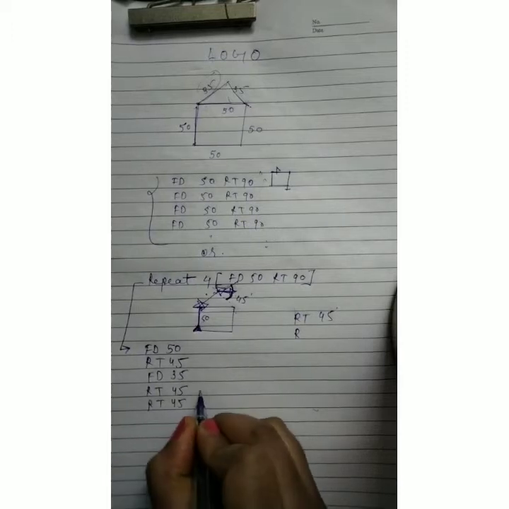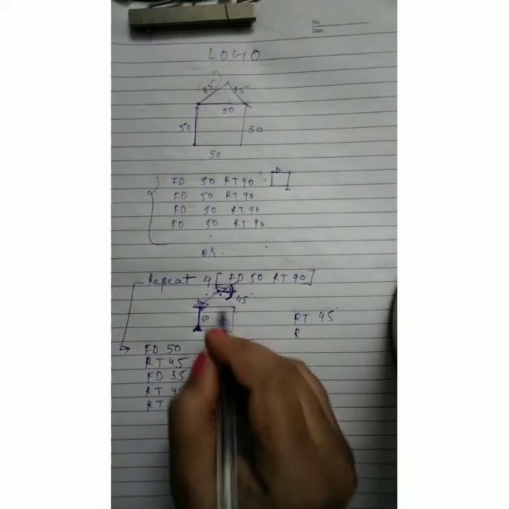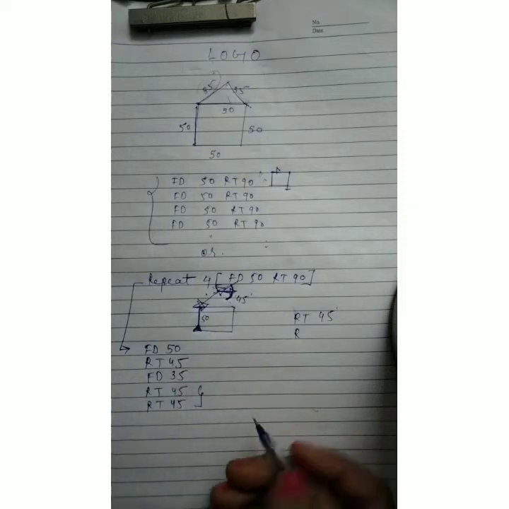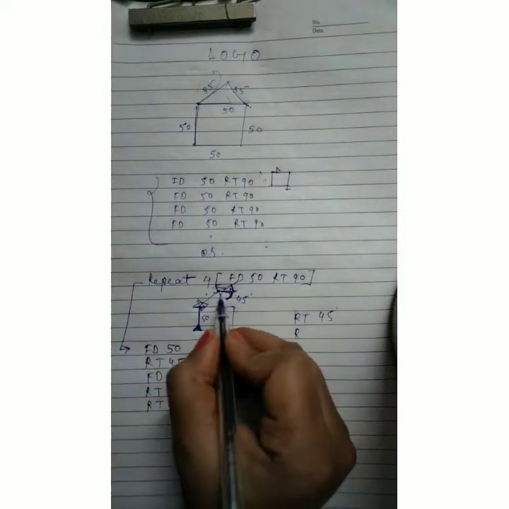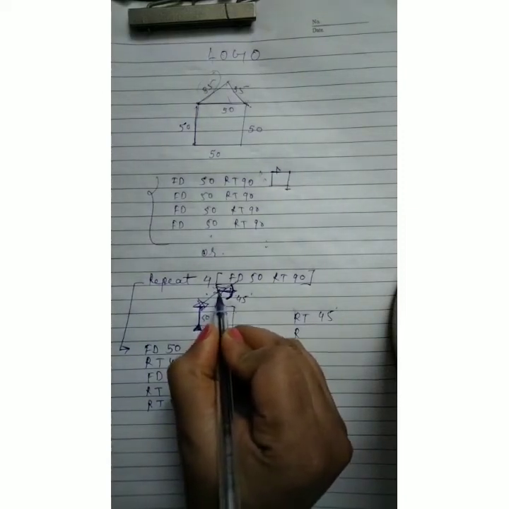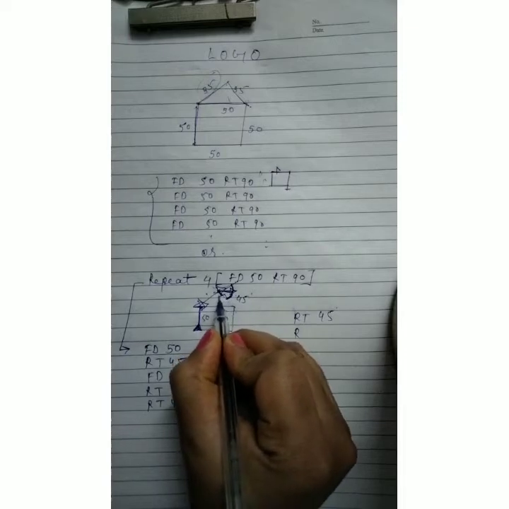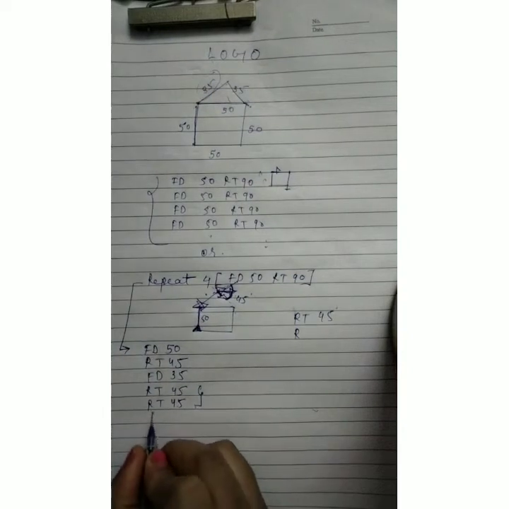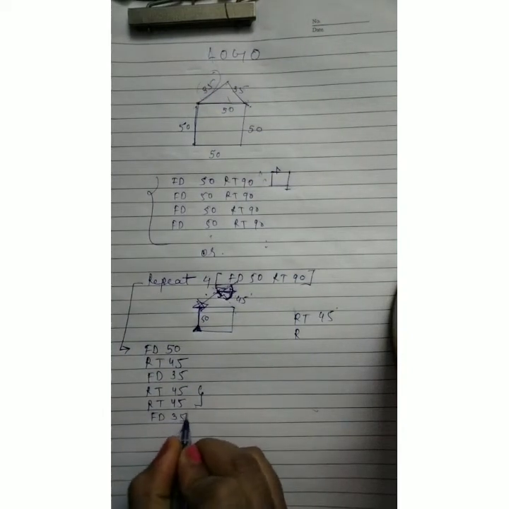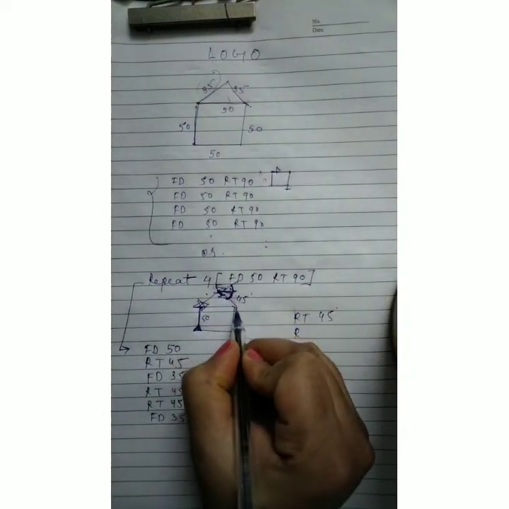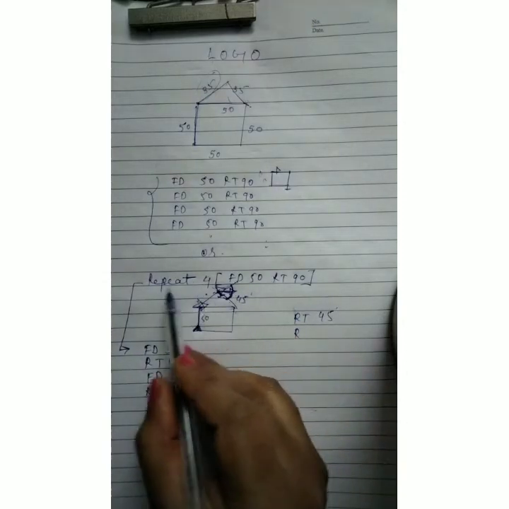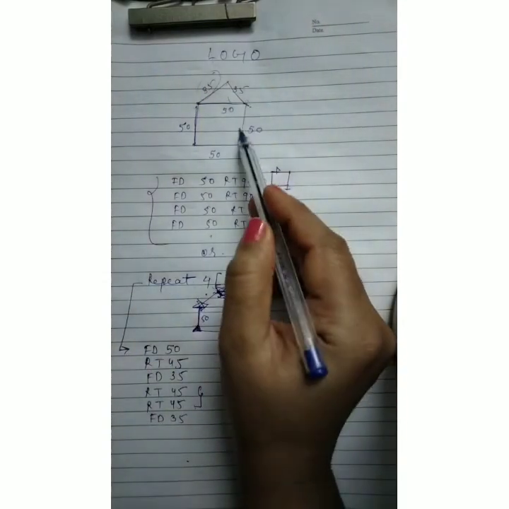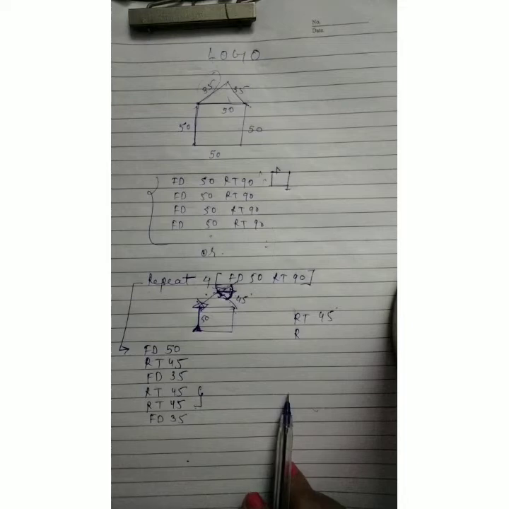RT 45. So instead of writing RT 45, you can directly write RT 90 or RT 45 2 times. That is also okay. Now turtle is here, and to move in the same direction, FD 35 only. FD 35. Fine. So by writing the steps, you will be able to make house. Fine. Now this I'll show how we can do on Turtle Academy.